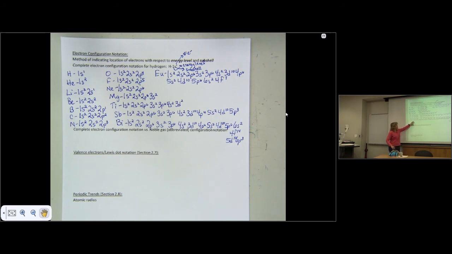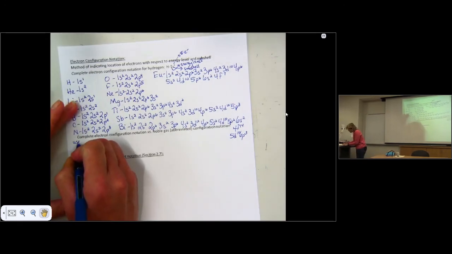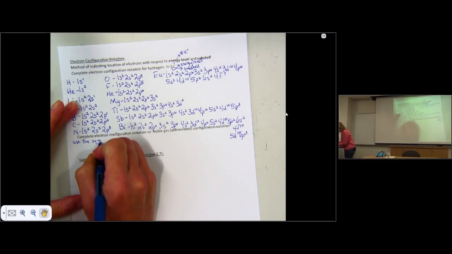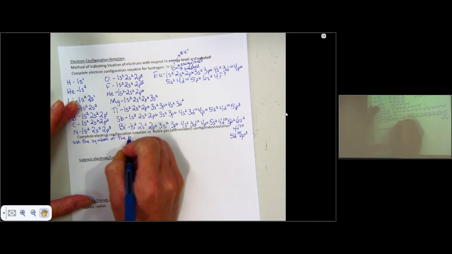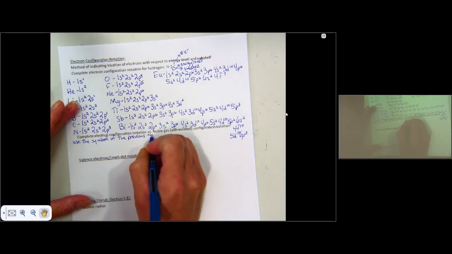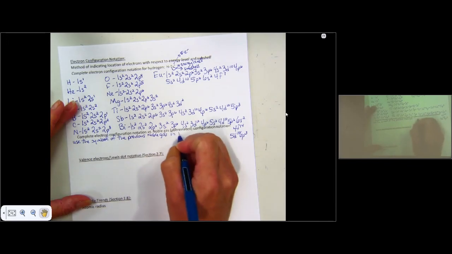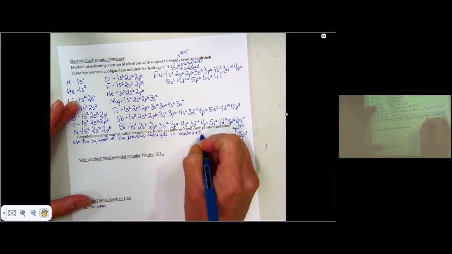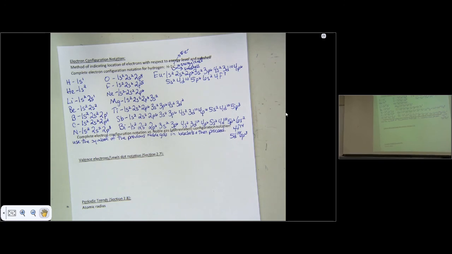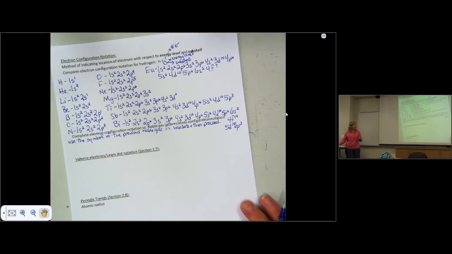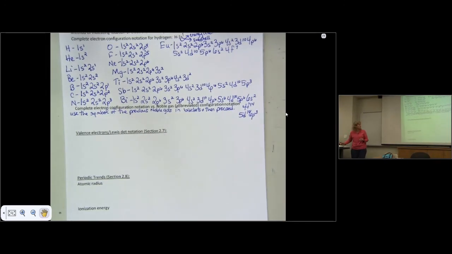Complete electron configuration notation is what all this is, okay? So compare that to noble gas or abbreviated configuration notation. What is that? Well, use the symbol of the previous noble gas in brackets and then proceed. Now, you really don't even have to write that statement down because you're going to do it and it makes sense. But what is it? You use the symbol of the previous noble gas, put it in brackets, and then proceed.